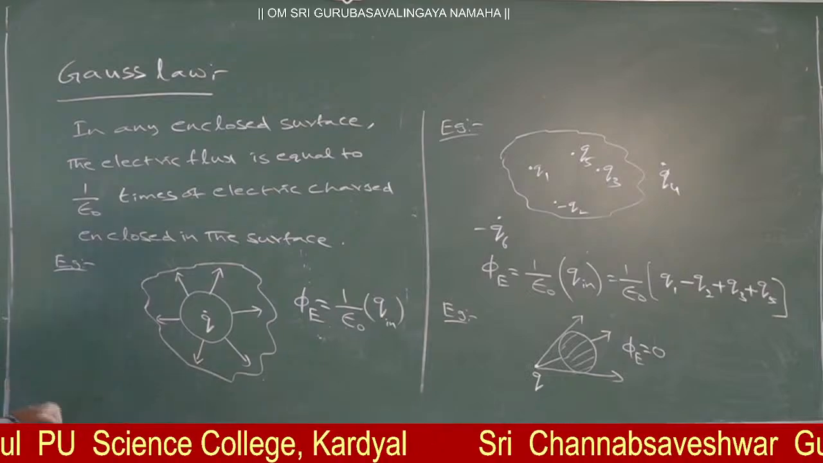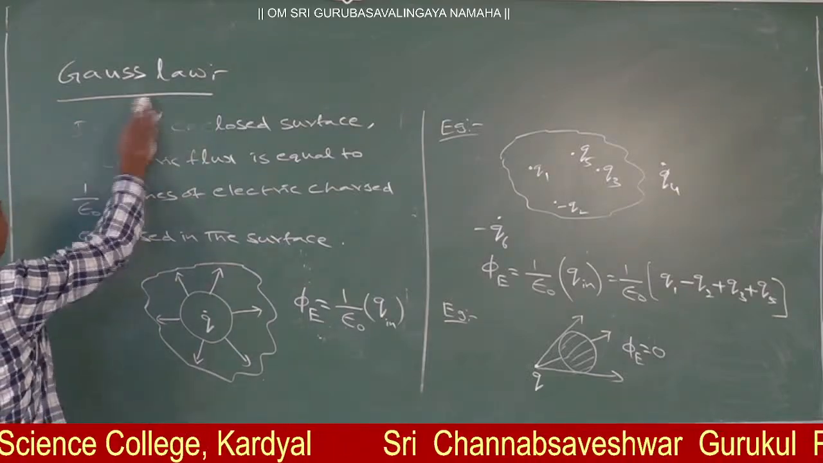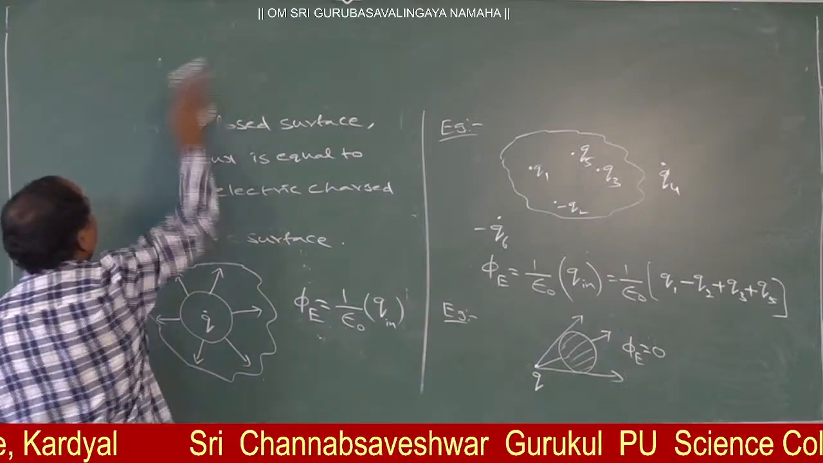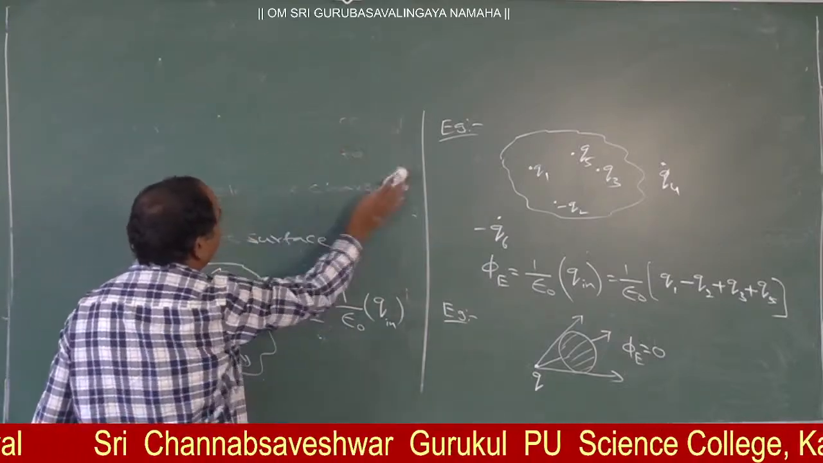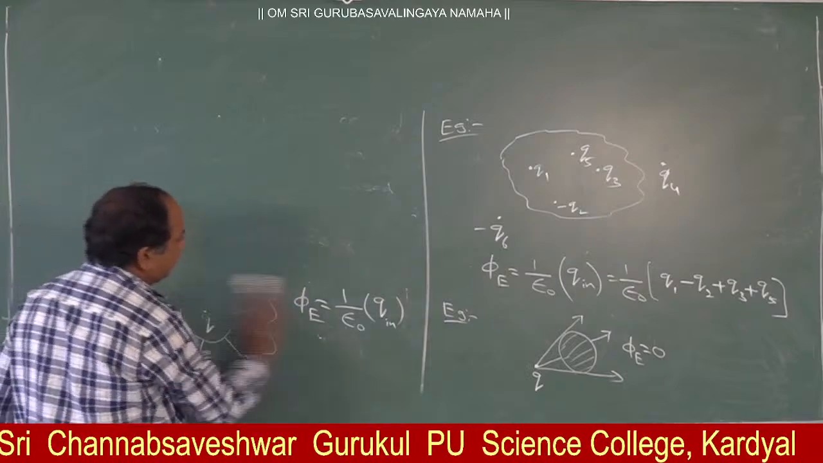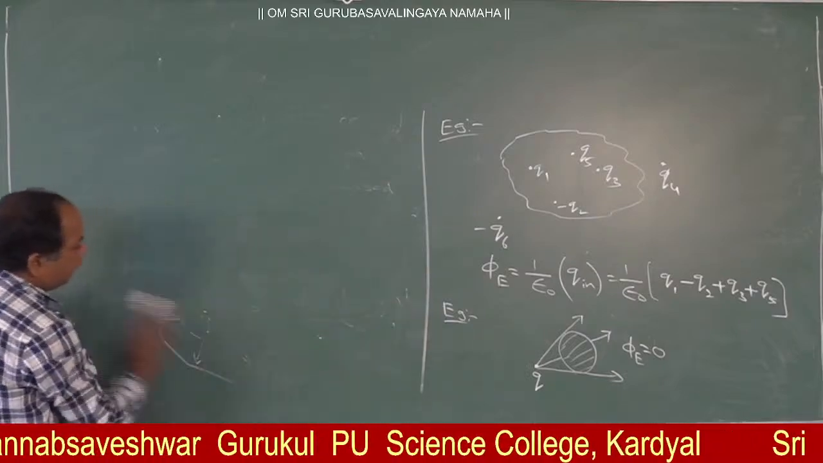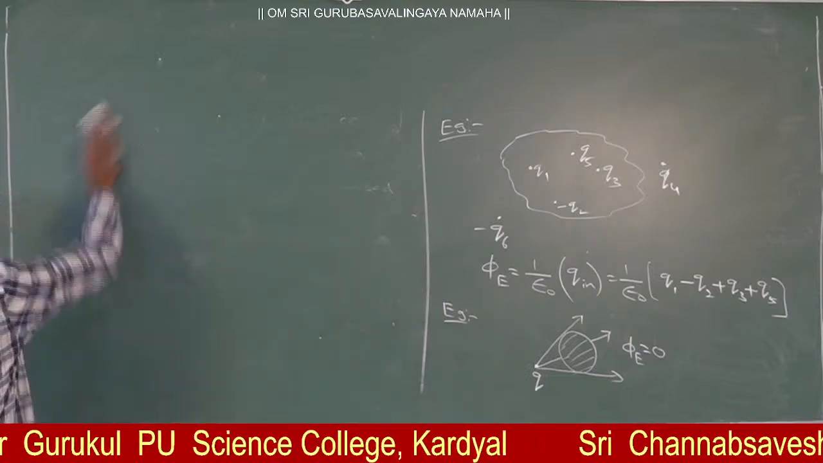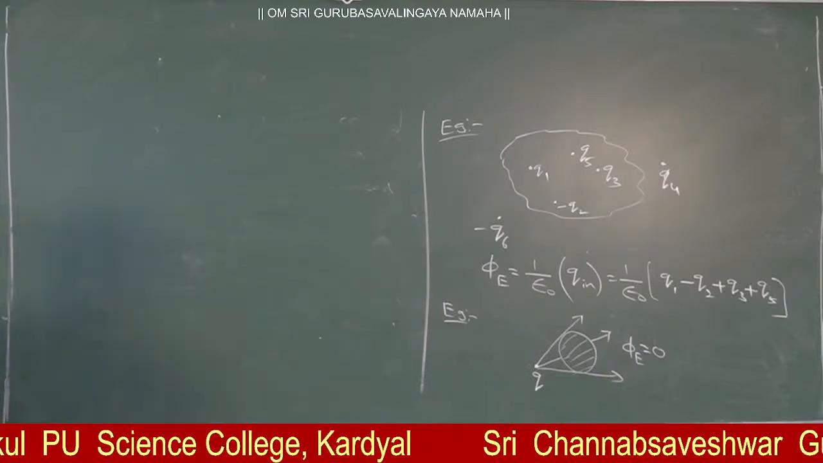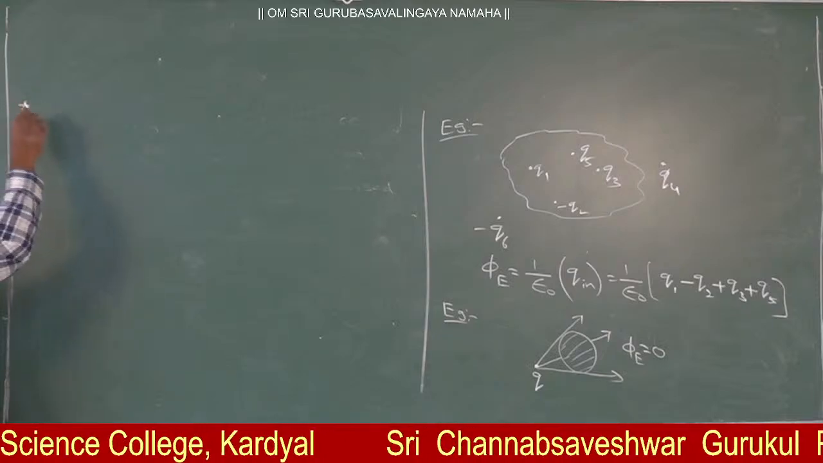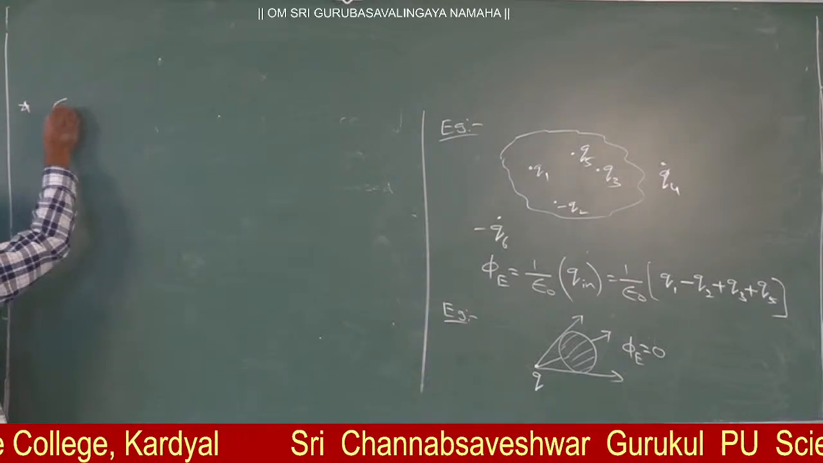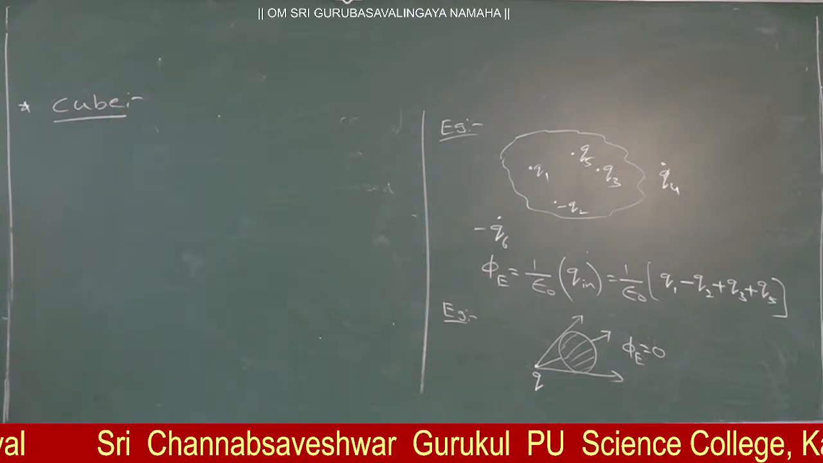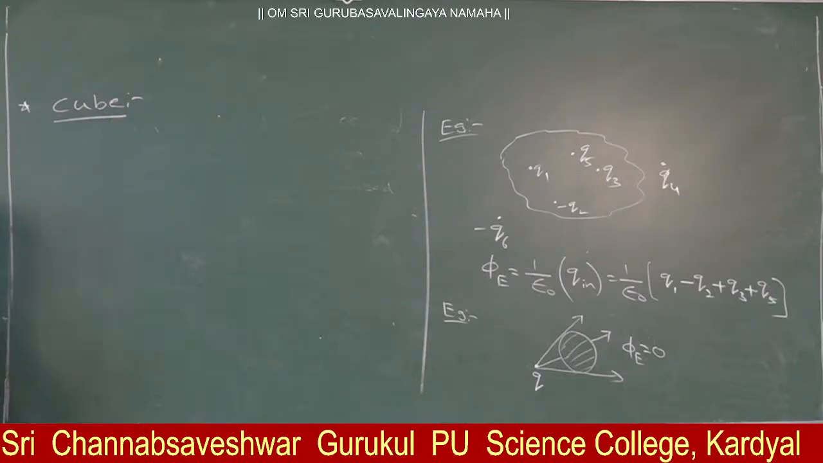What is the use of this Gauss law? First, remember that by using Gauss law we are able to find the expression for electric field. First, let us see some fluxes, and afterwards we will move into electric field. Here, first I am taking a cube. In this, the first application is very, very important.